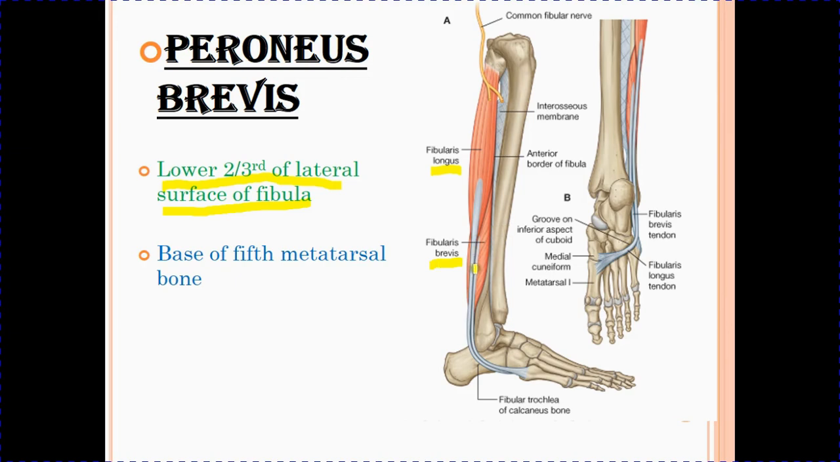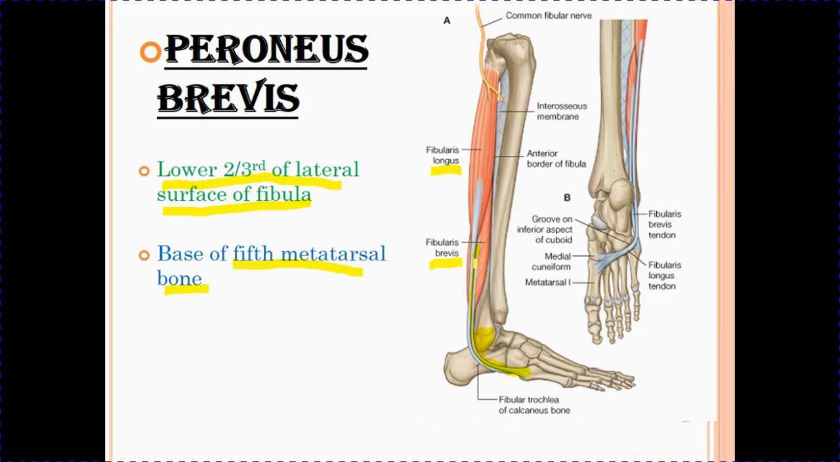Now again the fleshy part is converted into a tendon. The tendon passes behind the lateral malleolus and it is inserted into the base of fifth metatarsal bone. See, this is the base of fifth metatarsal bone. The muscle is inserted into the base of fifth metatarsal bone, the peroneus brevis muscle.